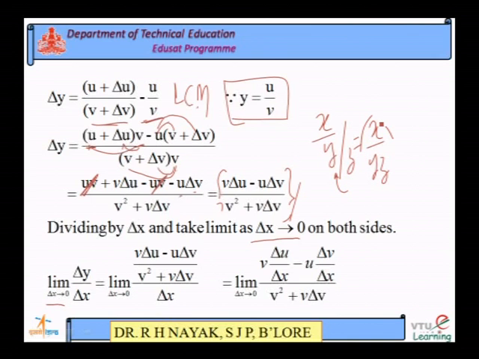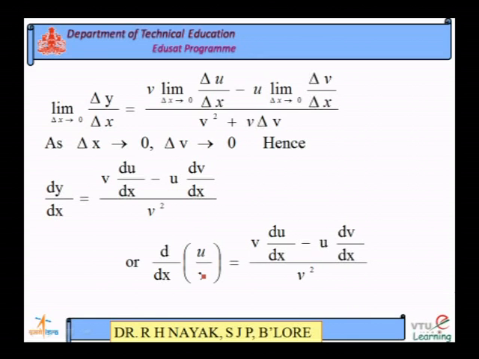Based on this concept, here we have taken this delta x and divided for both delta u and delta v, that is v into delta u by delta x minus u into delta v by delta x, whole divided by v square plus v into delta v. We have extended the limit for both.